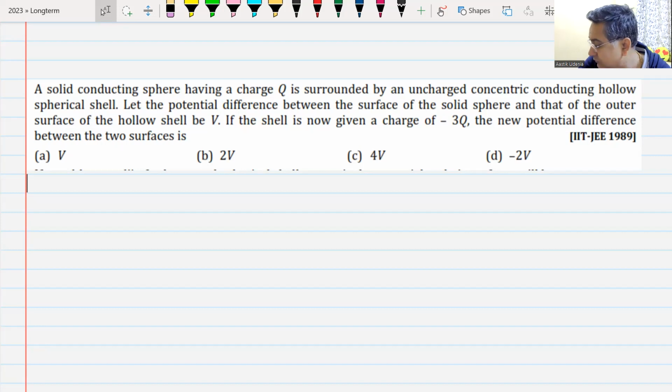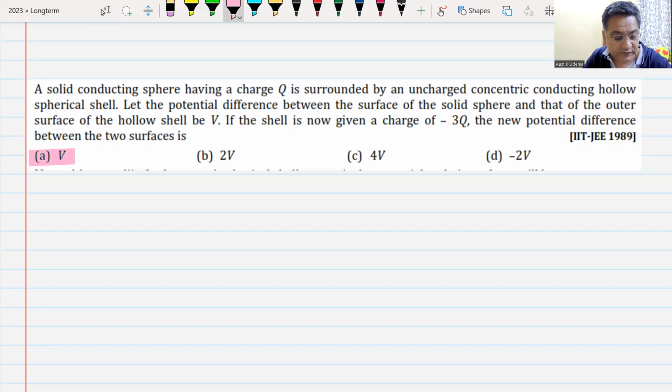D, sir. B, 2V. No, sir, it is D, minus 2V. Minus 2V. V, sir, it is. Option A. Option A. It does not depend on the charge on the outer shell or outer sphere. It only depends on charge of the inner shell or inner sphere. Do we understand this? Yes, sir.